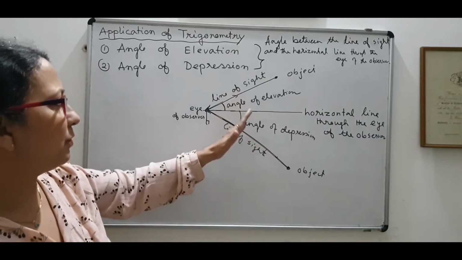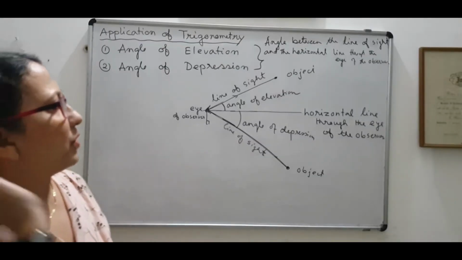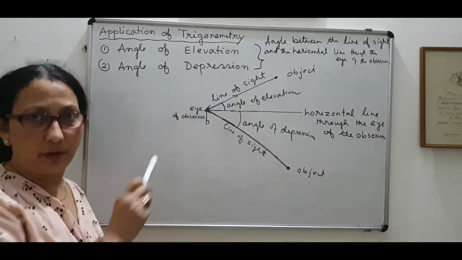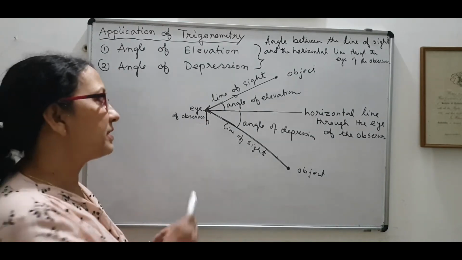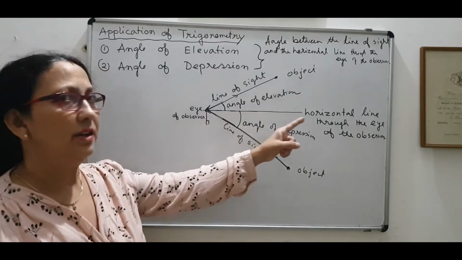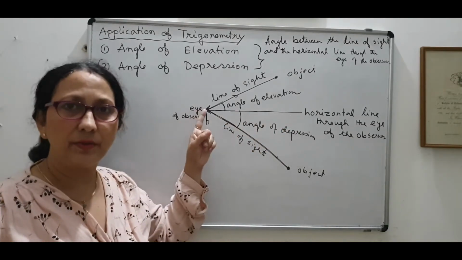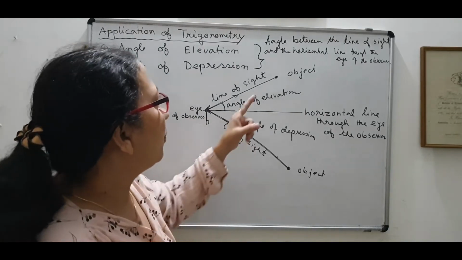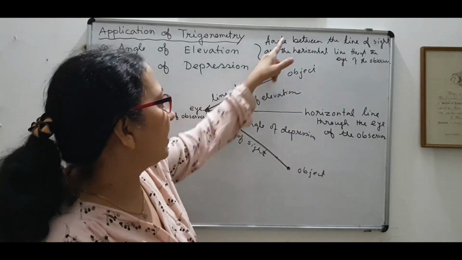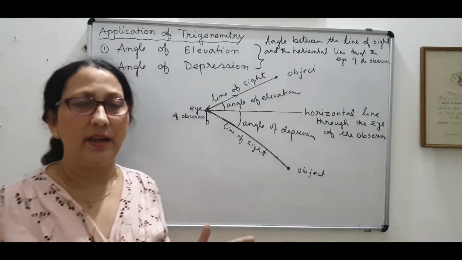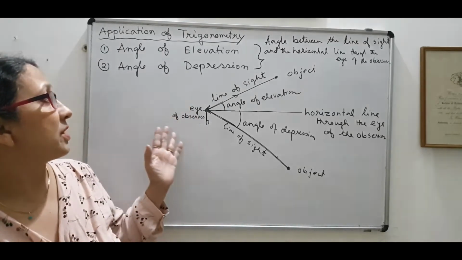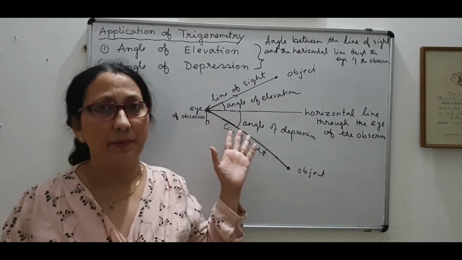These things should be very clear, because when you are solving some question, it will be very important first to locate where the eye of the observer is, rather than the observer. Because I have to draw a horizontal line through the eye of the observer. So it is important to look at the eye of the observer rather than the observer, and to look at where the object is so that I can draw the line of sight. When I get these two lines, I will know the angles of elevation or depression. Okay, so we'll solve some questions showing these applications. Okay.